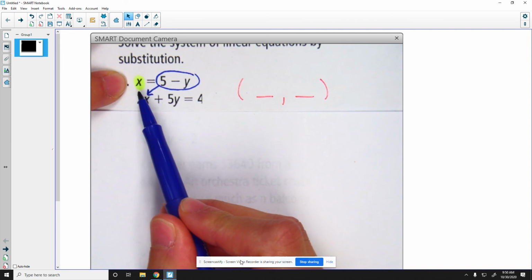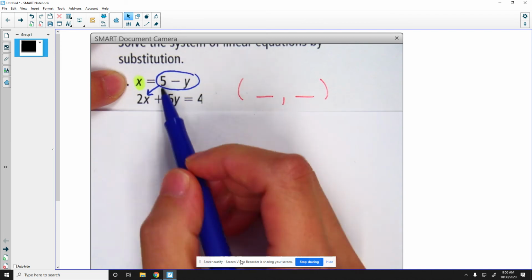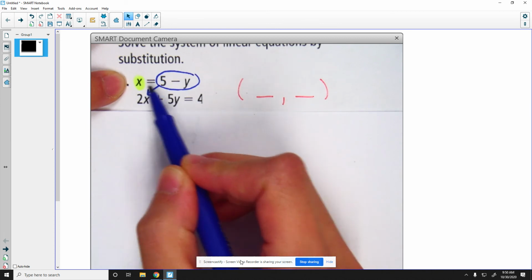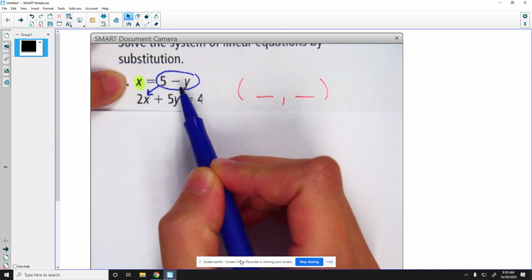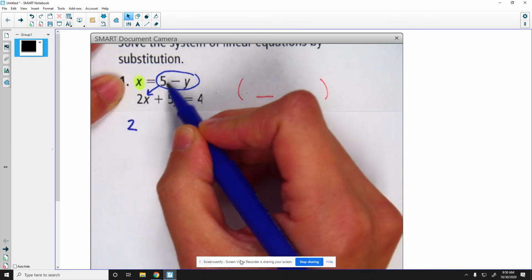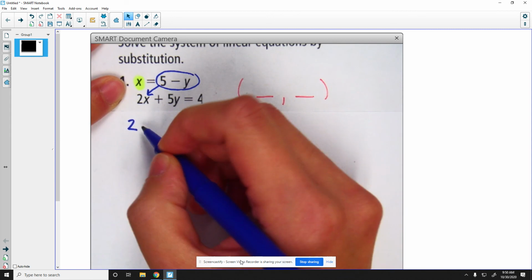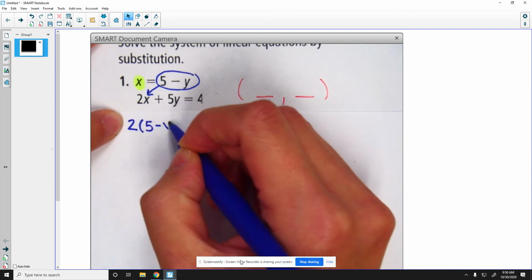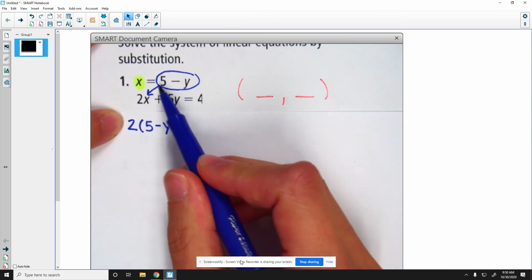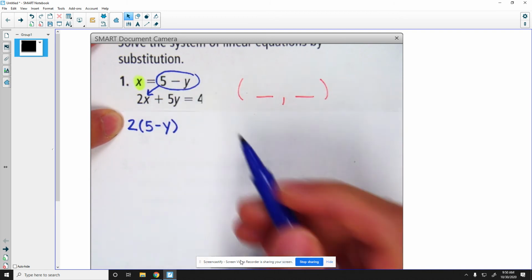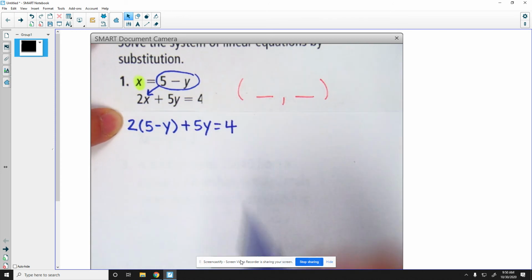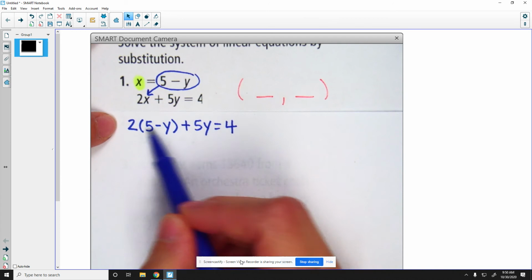So it's good. Now that I have X solved for, I'm going to take all of this and replace it for X because that's what X equals. So let me rewrite this thing. I have 2X. Oh, I know what X equals. X equals 5 minus Y. So I'm going to write in parentheses 5 minus Y. So I'm replacing this X with all of that because that's what X equals. And then keep writing my equation, plus 5Y equals 4. So here's my new problem.